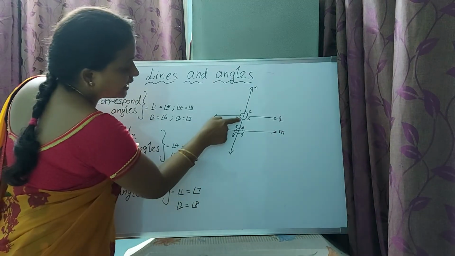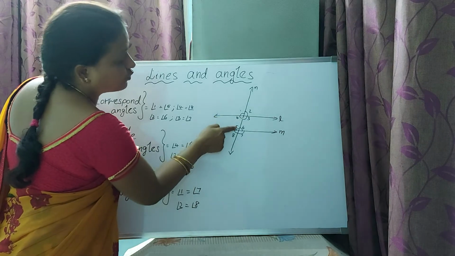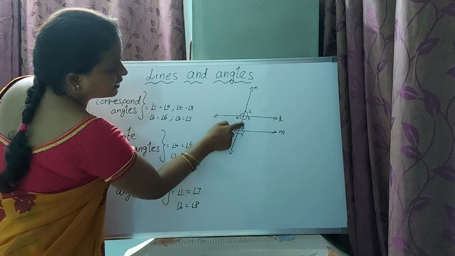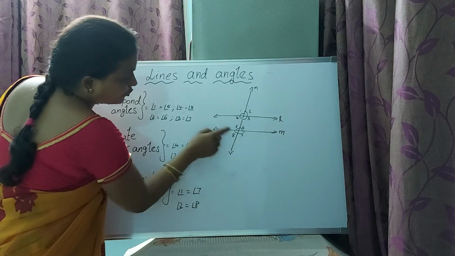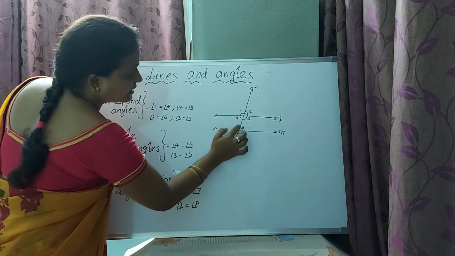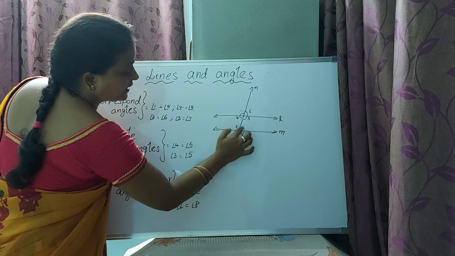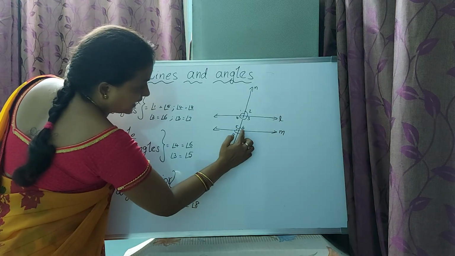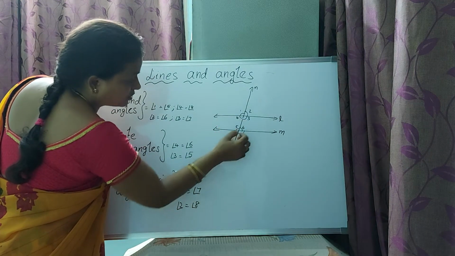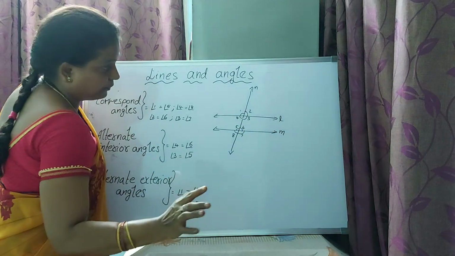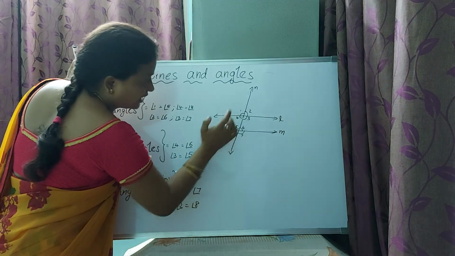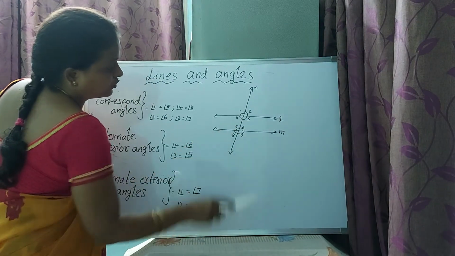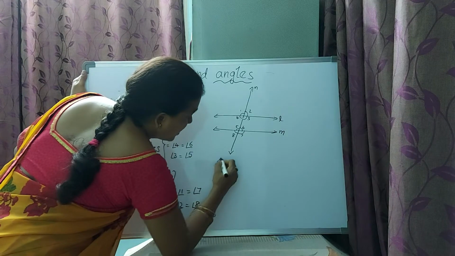See here, one more. Angles on the same side of the transversal add up to 180 degrees. These two are equal, and these two angles form a linear pair. A linear pair is 180 degrees. Angle 6 is equal to angle 4. That's why angles on the same side of the transversal add up to 180 degrees.